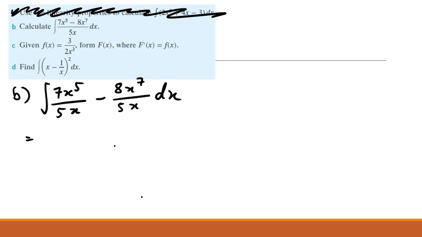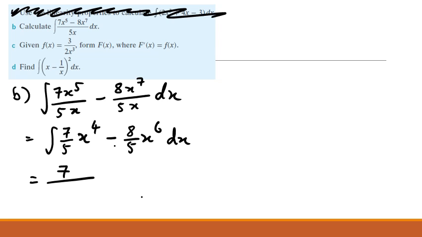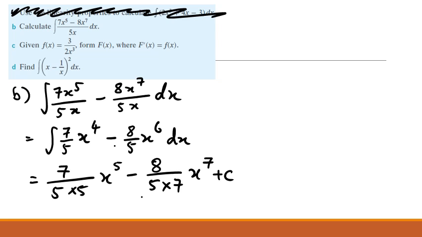Then divide your powers. Well, it's 5 minus 1. 4. This one will be a 6. So then 7 over 5 times 5, x to the power 5, minus... Is anyone confused if I just write the times 5 or do they need to see what happened? Yes? No? Maybe? Can I get an answer? No? Okay. 8 over 5 times 7, plus C.